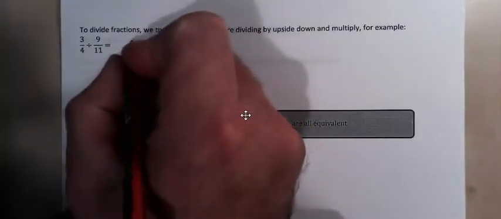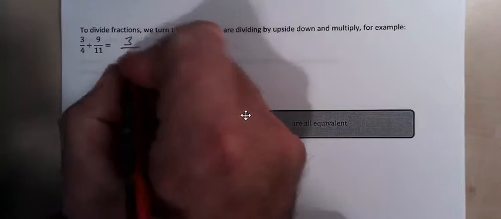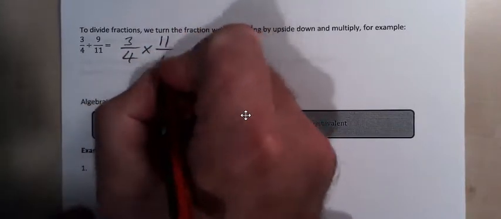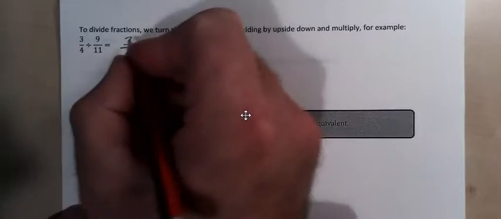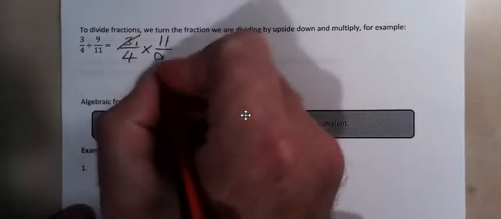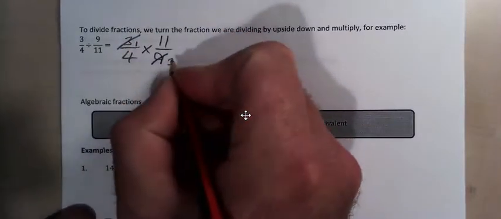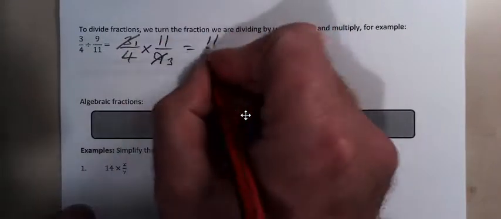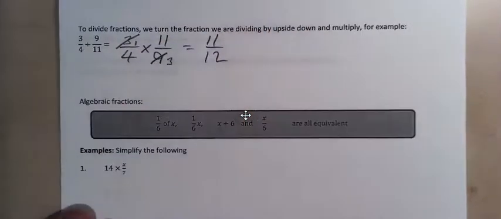A bit of a reminder then about dividing fractions. So how do we divide two fractions? We turn the second one upside down. 3 over 4 multiplied by 11 over 9. Now something cancels here. Divide by 3, I get 1. Divide by 3, I get 3. 1 times 11 is 11. 4 times 3 is 12.